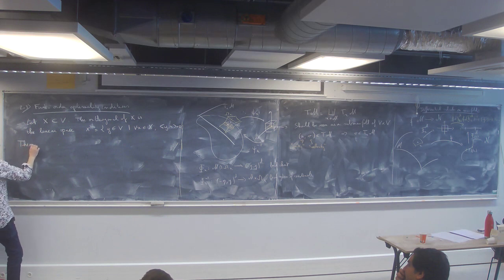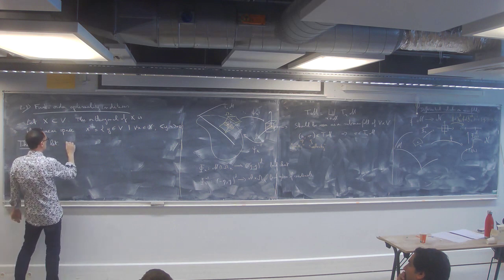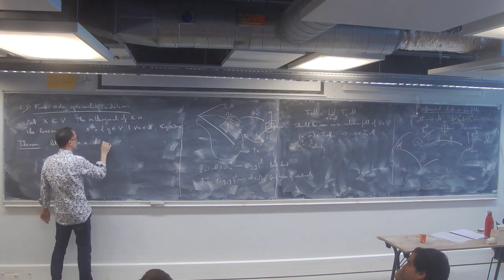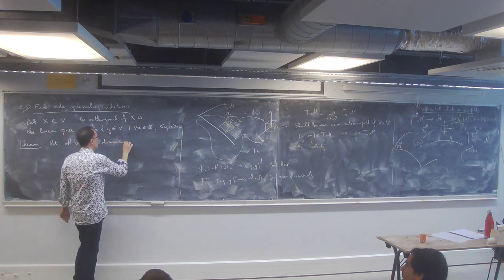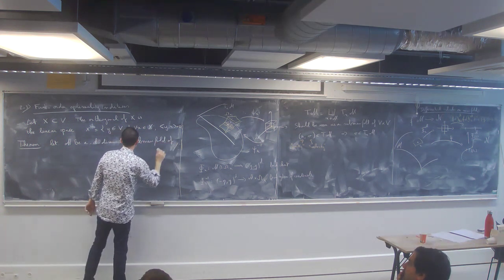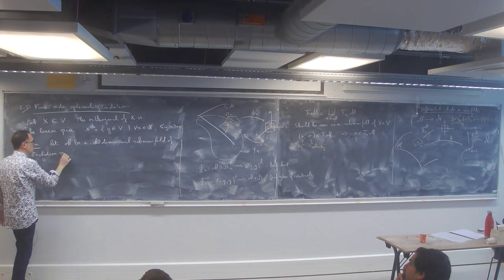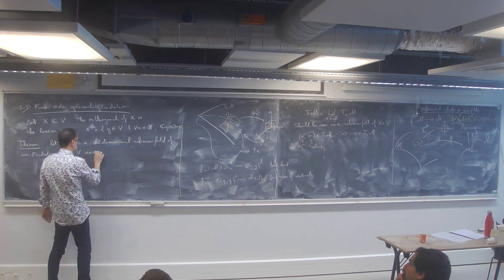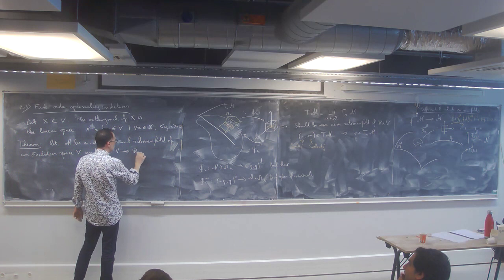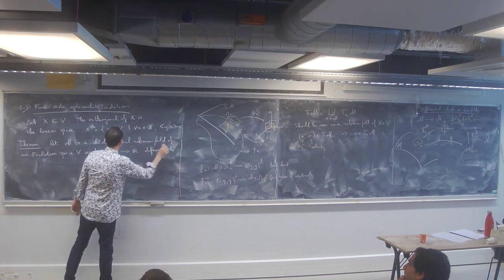So now we have a theorem. So let M be a d-dimensional submanifold of a Euclidean space V, and f from V to R, let's say differentiable. And here I add smooth.